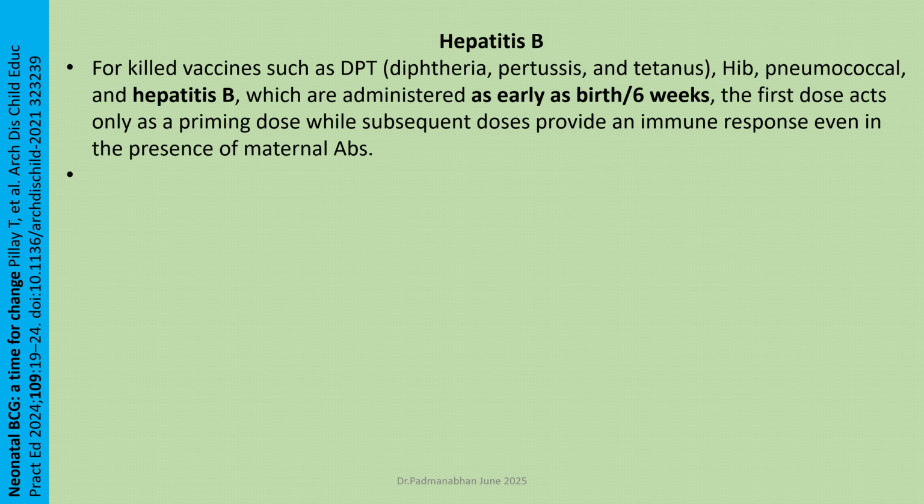For killed vaccines such as DPT, HIB, and pneumococcal and hepatitis B, which are administered as early as birth or 6 weeks, the first dose acts only as a priming dose, while subsequent doses provide an immune response even in the presence of maternal antibodies.